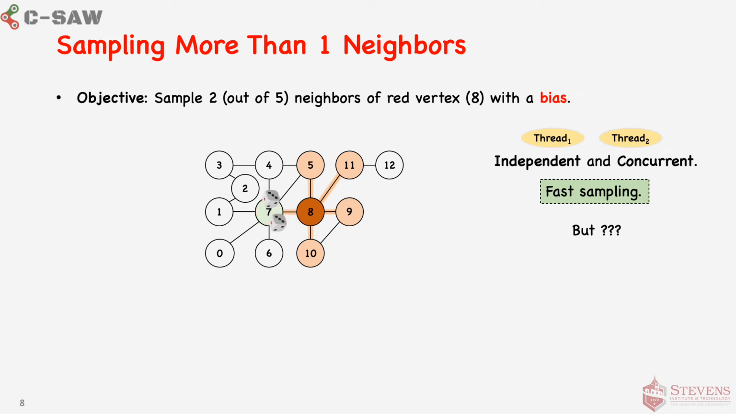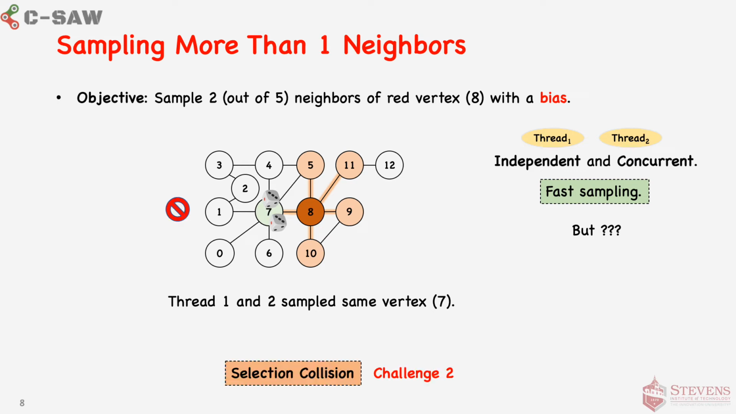But with biased sampling, different threads could sample the same neighbor. Here, both threads try to sample vertex 7, which is not allowed if we do not want any duplicates. We term this duplication a selection collision, which is another challenge. And this challenge is not efficiently addressed by any of the previous work.